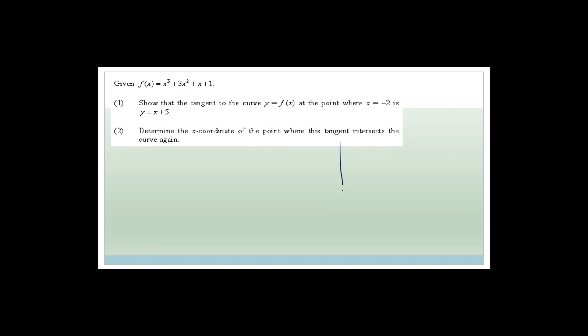Okay, so what you've got is some random graph. It goes through positive 1, and it probably does something like that, where this is 1, okay? Now they're saying that they want you to show that the tangent to this curve at the point where x equals minus 2, I don't know, somewhere like here, is y is equal to x plus 5. So they say that the tangent to this is going to look something like that, but obviously not quite because we've got that going through 1 and it needs to be going through 5.